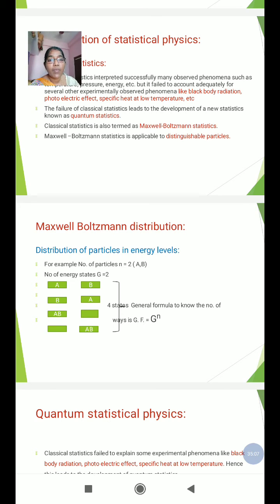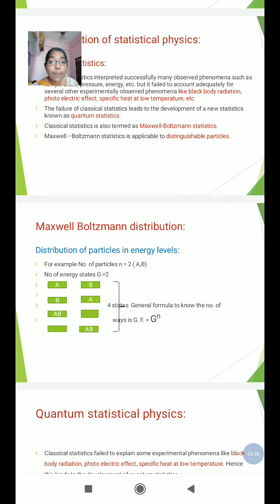It is applicable for macroscopic bodies which are distinguishable. There is no restriction because it does not depend on Pauli's exclusion principle. What is Pauli's exclusion principle? No two particles have the same quantum number. So how many ways are there? There are four ways to distribute the particles. If we have only two particles, then we have four ways.